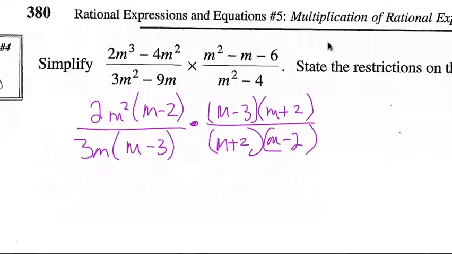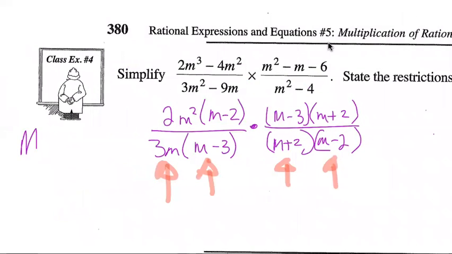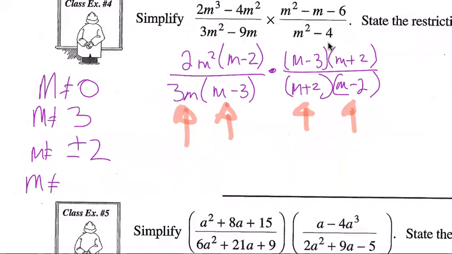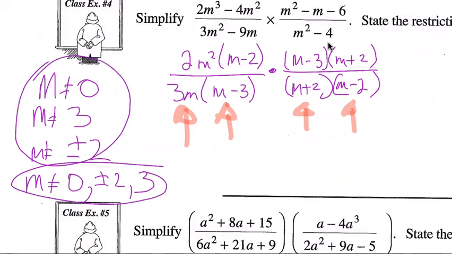My restrictions or my non-permissible values here, m cannot equal 0, here m cannot equal 3, here m cannot equal -2, here m cannot equal 2. So I'm going to write down m cannot equal 0, 3, plus or minus 2. You could actually write that as one thing, m cannot equal 0, plus or minus 2, and 3. Now that I have my non-permissibles done, now I can do some canceling.